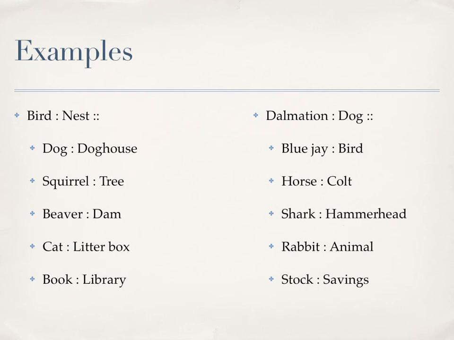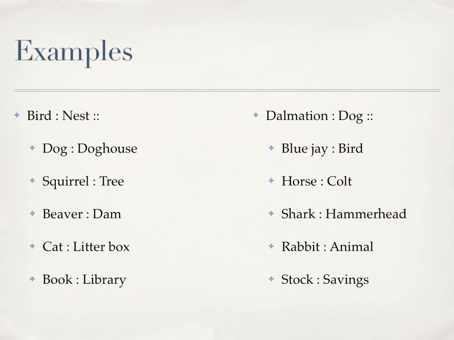So for instance, a bird lives in a nest, just as a squirrel lives in a tree and a dog lives in a doghouse. But if you reassess the logical thinking here, a bird builds a nest, just like a beaver builds a dam. So in this case, the correct answer is beaver is to dam.